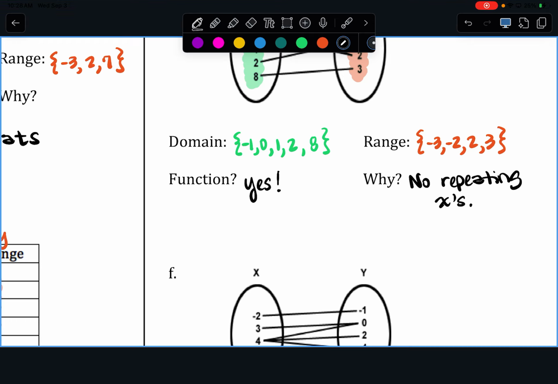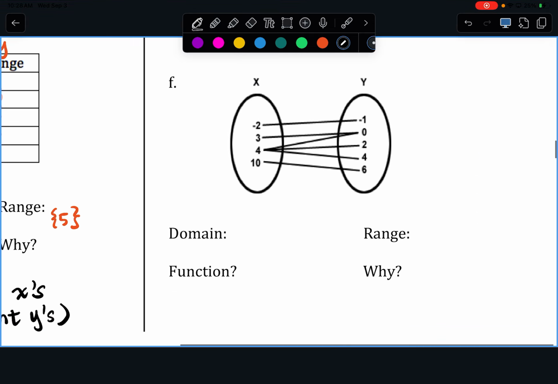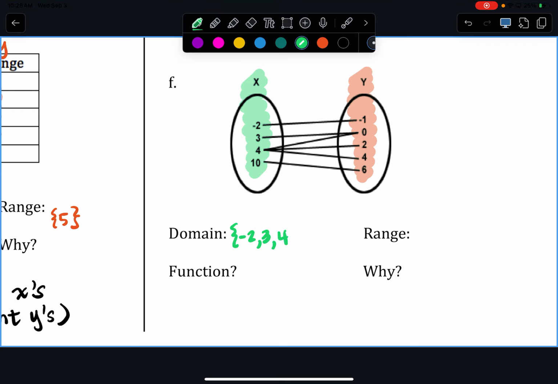All right, looks like we have one more, and it's a mapping. So again, domain and range, pretty quick and easy with mappings, right? These are already all my x's from least to greatest, and these are already my y's from least to greatest. So I literally just have to copy them down and throw some curly brackets in there. -2, 3, 4, and 10. And then my range: -1, 0, 2, 4, 6.